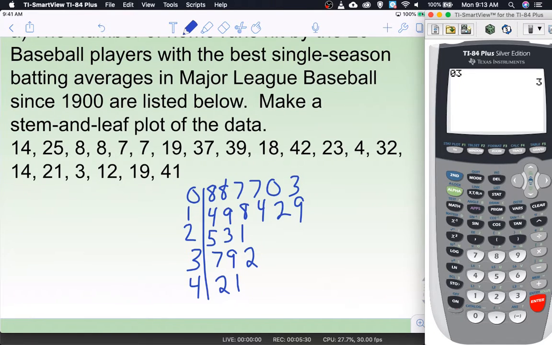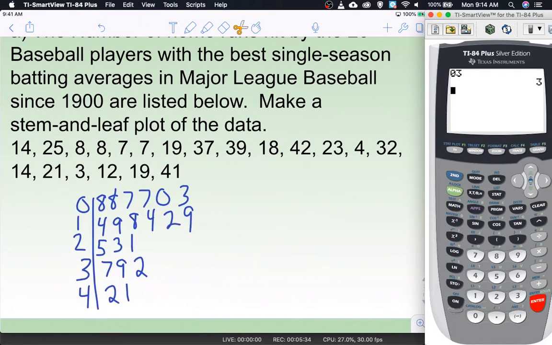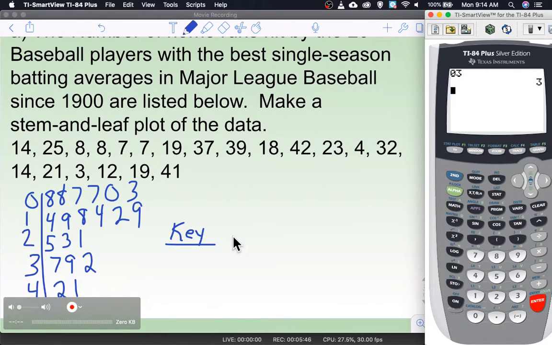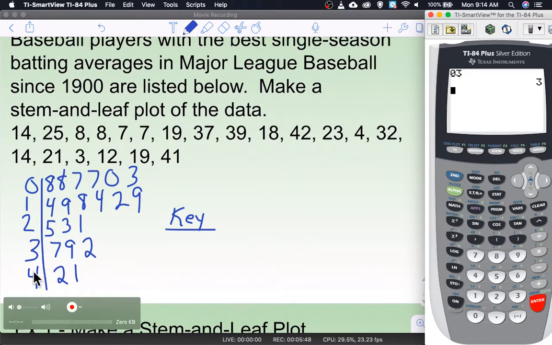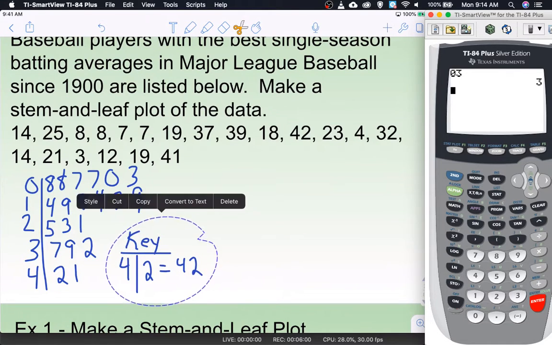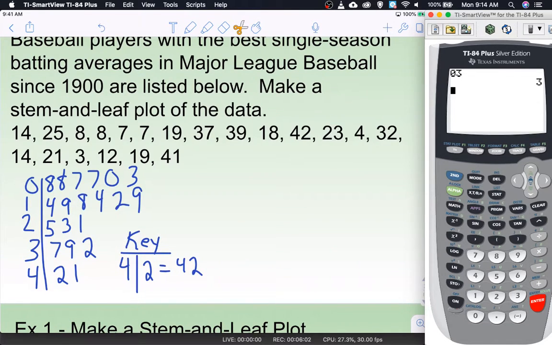So there is a stem and leaf plot, almost. We have to do one more quick thing before we're done with that stem and leaf plot, and that is to make a key. The key tells us how to interpret this stem and leaf plot. So all I really do is pick a value. Actually, I like to pick this bottom one, so I'd say 4 | 2, and tell us what it means. That's the number 42.